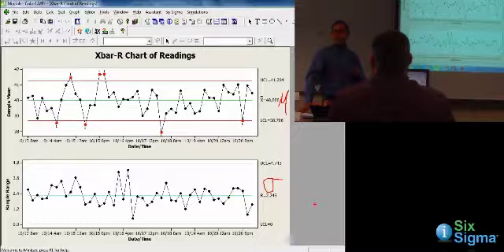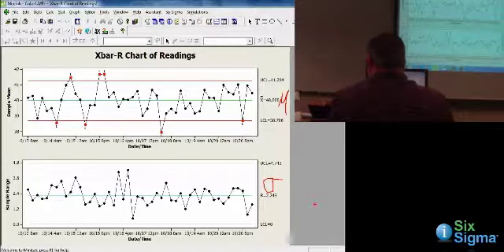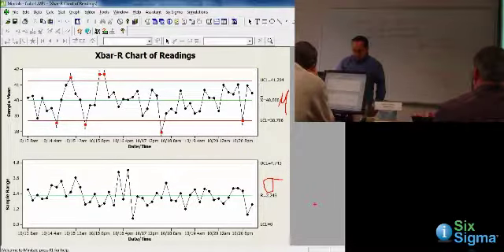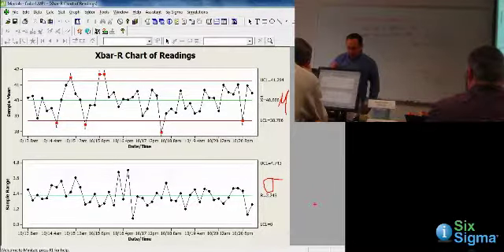And then the fourth bullet here says the data do not need to follow the normal distribution for you to use the X-bar chart. Even if the data are not normally distributed, the probability of a false alarm is low. So that's really one of the advantages.